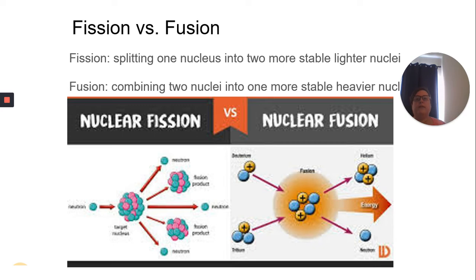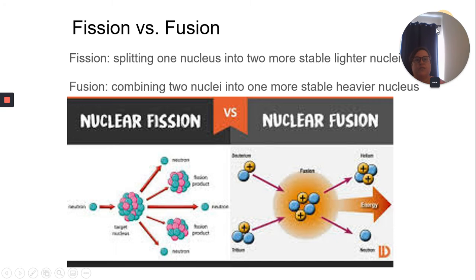So if we skip over the periodic table, the last slide for this lesson is fission versus fusion. So fission, division, you're taking that atom, the nucleus, and you're splitting it into 2 lighter nuclei. So fission, division; fusion, combine. So fusion, you're taking 2 light nuclei and putting them together to form a stable, heavy nucleus. Fission, division; fusion, combine.